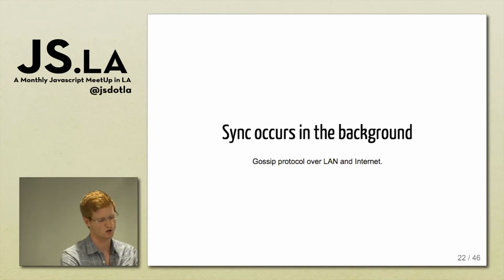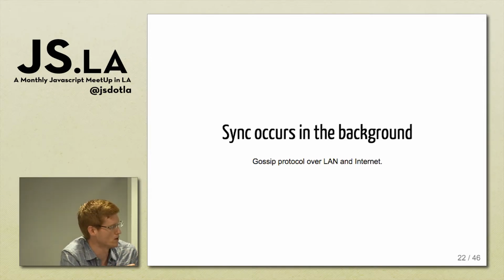And synchronization occurs using a gossip protocol. The gossip is able to work over the LAN or over the internet. In fact, the software we have now will discover using multicast UDP. We'll discover peers that are on your local area network and automatically begin to sync with them using the gossip protocol. To synchronize over the internet, we use something we call pubs, which I'll explain in a moment.